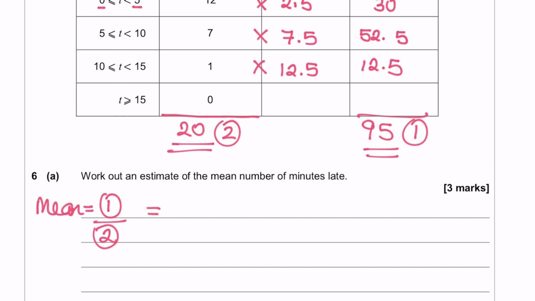The reason that it's estimated is because you've taken the midpoint as if it's a value. So you're going to plot that in your calculator and you get 4.75 minutes, right? I'll show you how to use the statistics function on your calculator, if you have a calculator that does it, to get this or to check your answers.